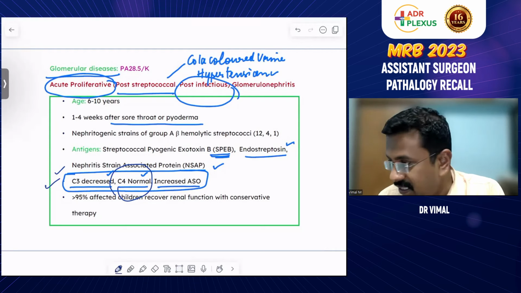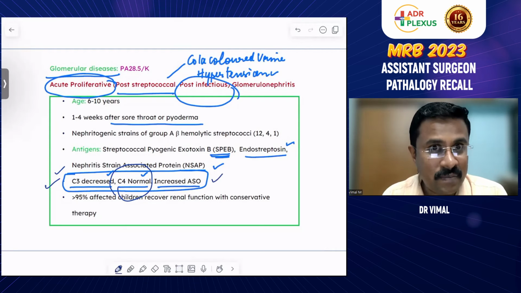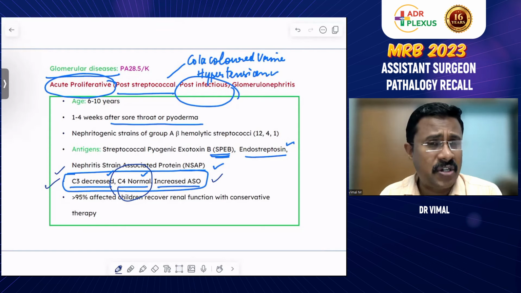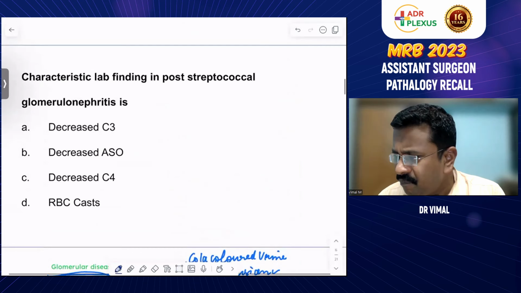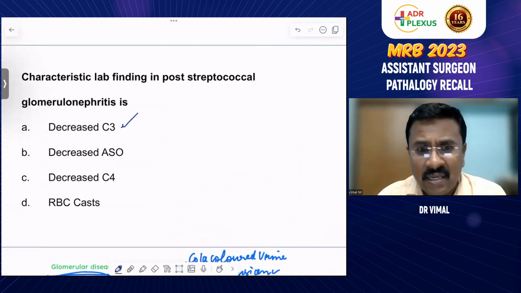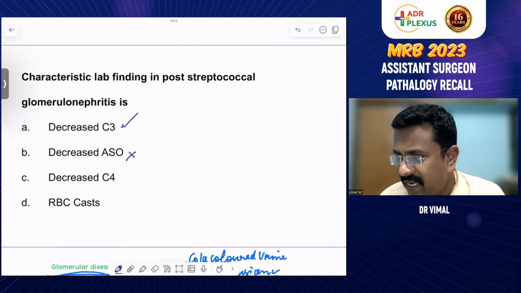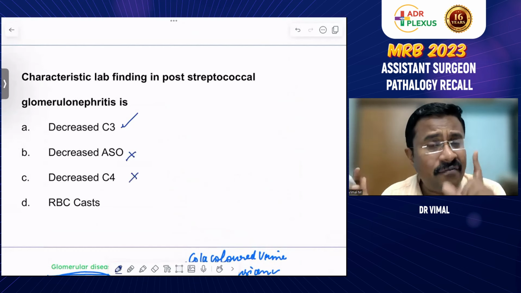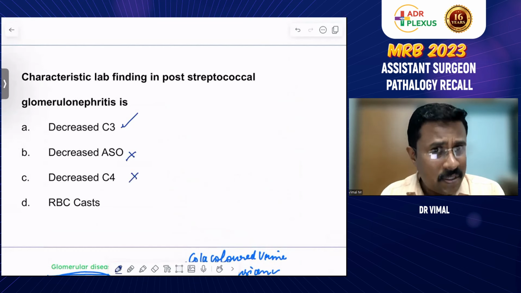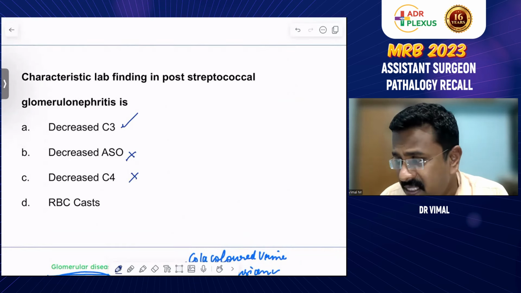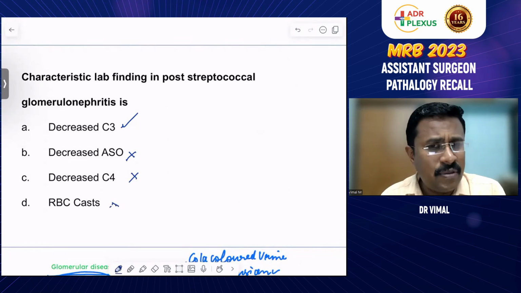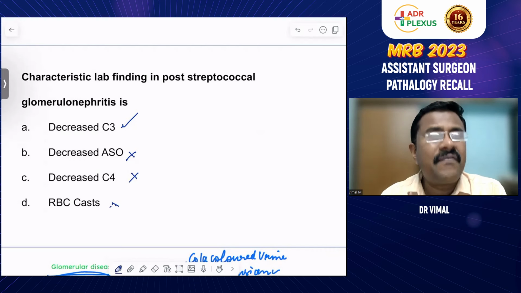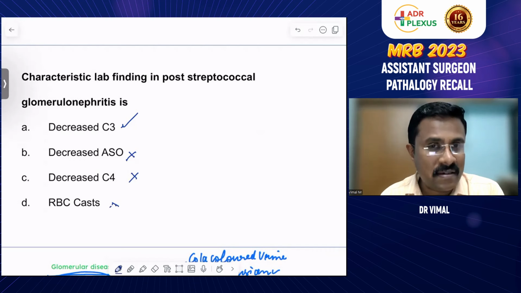And also you can find that the ASO titer, which is the evidence of streptococcal infection, will be elevated. So coming to the options here, C3 is decreased, ASO titer is increased, and C4 is normal. That is a very clinching point for post-streptococcal glomerulonephritis. RBC cast by itself cannot tell you that it is post-streptococcal glomerulonephritis. But decreased C3 with normal C4 is very characteristic of it.